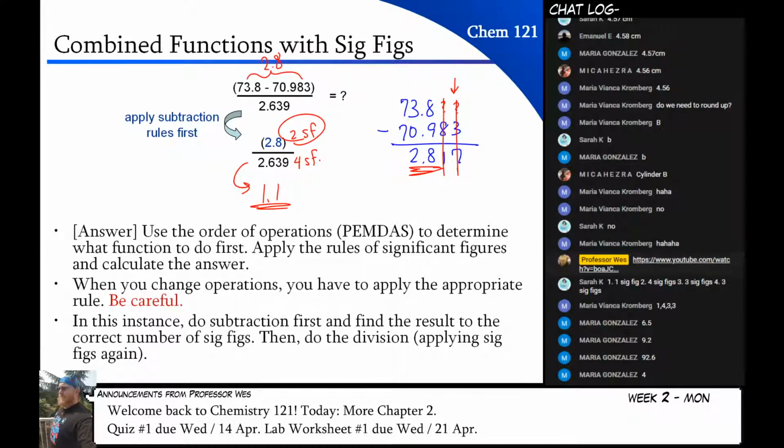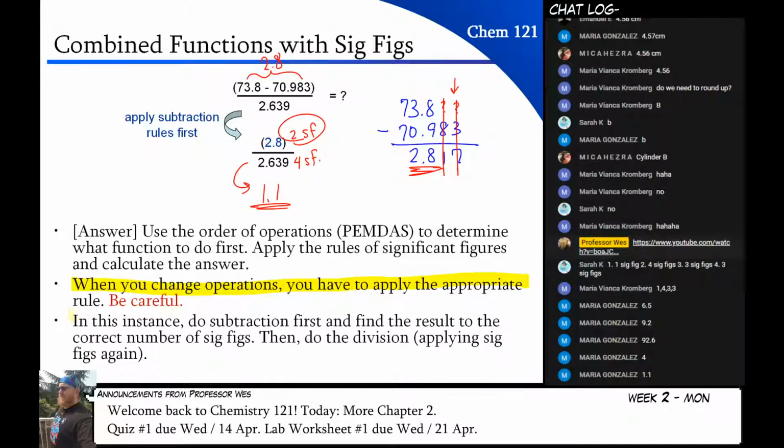So whenever you change operations, you have to apply the appropriate rule. Make sure that you are applying the rules correctly and doing your sig figs before you go on to the next number.